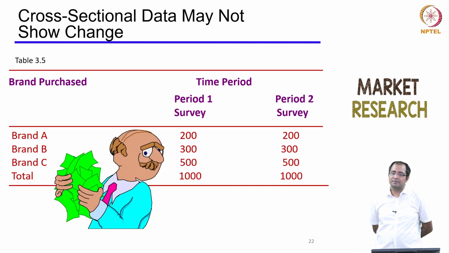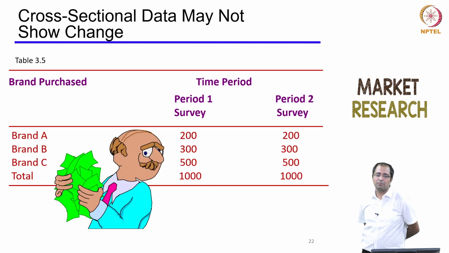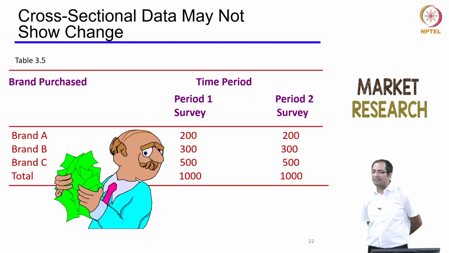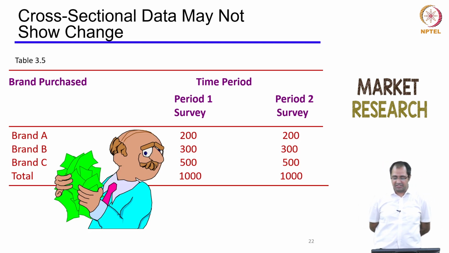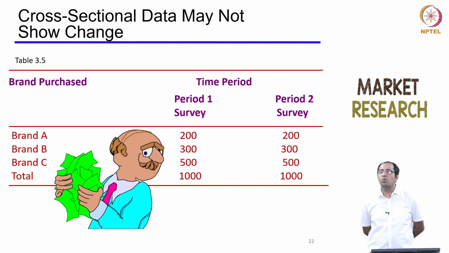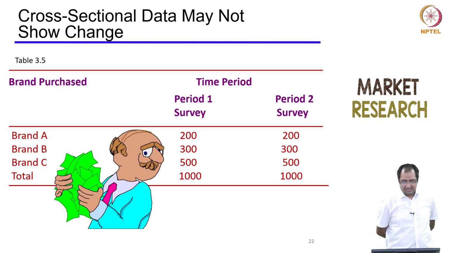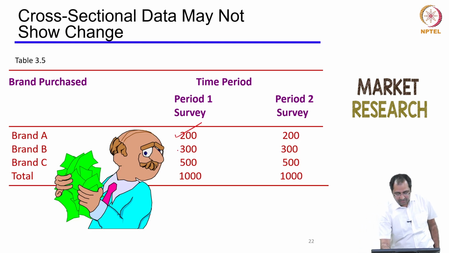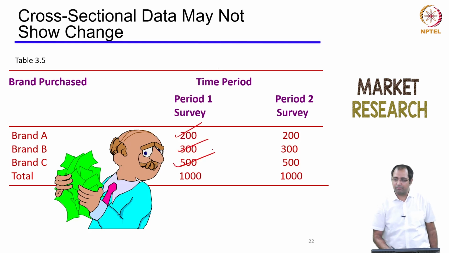Now this is an example where a survey was conducted in a big supermarket, an audit of brands for a particular product category, and there are 3 brands in the supermarket, brand A, B, C. So at time period 1, 1000 customers who were coming out of the supermarket and who bought that product category noted down which brand they bought. In period 1, brand A was bought by 200 people, brand B by 300, brand C by 500.